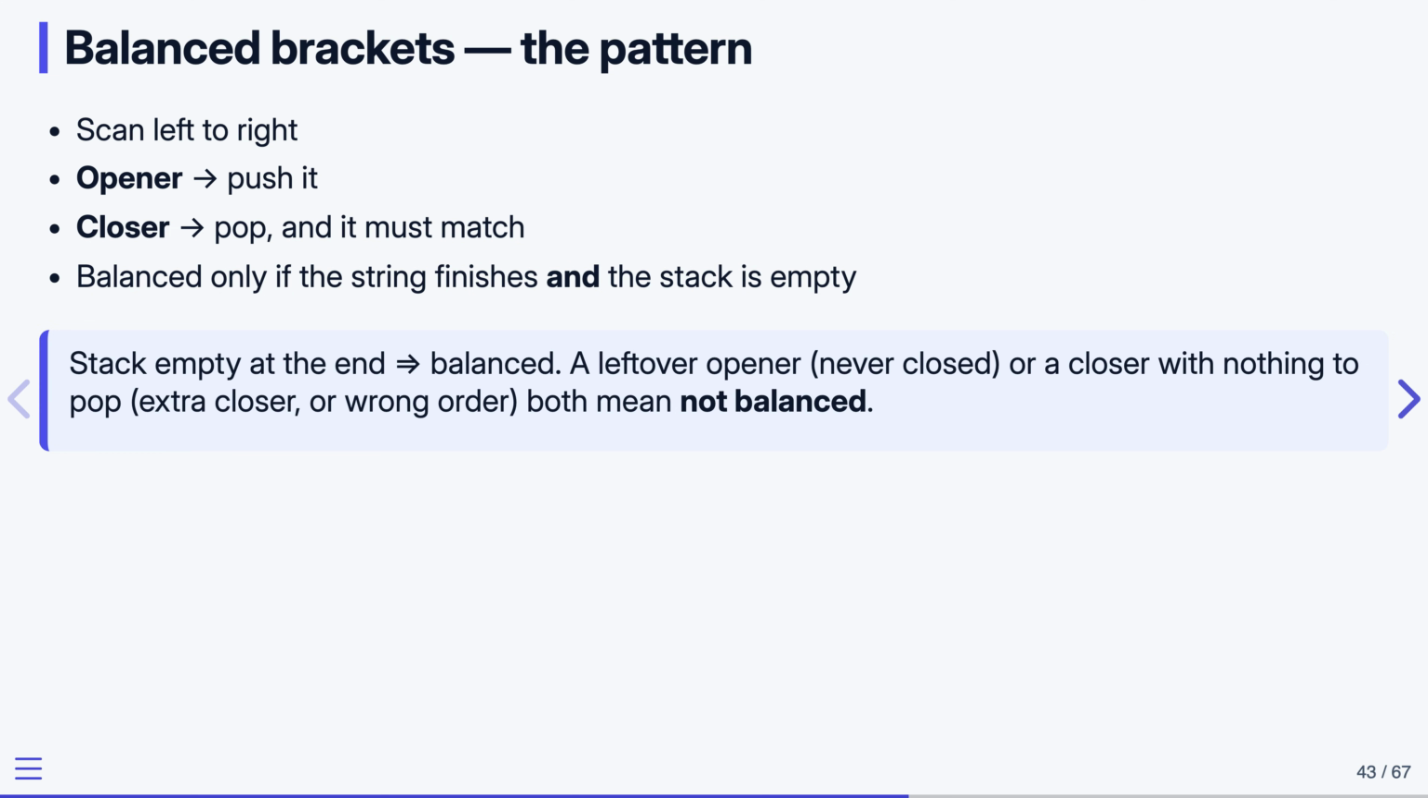Now let's use a stack to check brackets. The rule is simple. You read the string from left to right. When you see an opener, you push it. When you see a closer, you first check the stack is not empty, then you pop the top and it must match. The string is balanced only if it ends and the stack is empty.